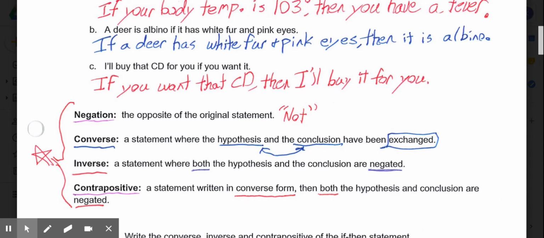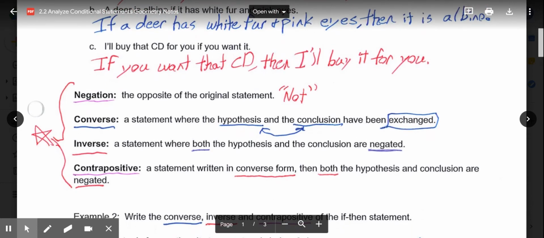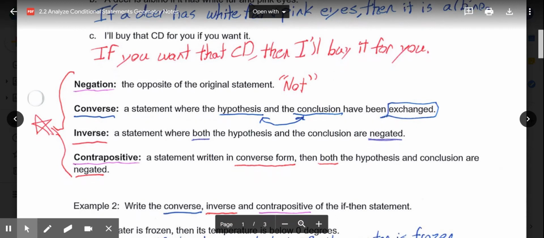The inverse is where we are negating both the hypothesis and the conclusion. So we're reversing them or adding the word not. In C again, using this as our example, if this is our original conditional statement, the inverse would say: if you do not want that CD, then I will not buy it for you. So we're negating both the hypothesis and conclusion, making them the opposite.